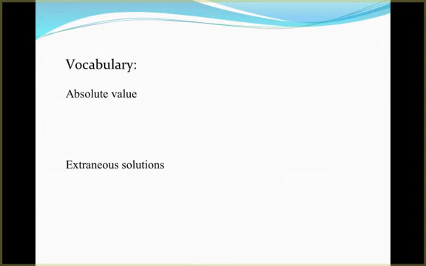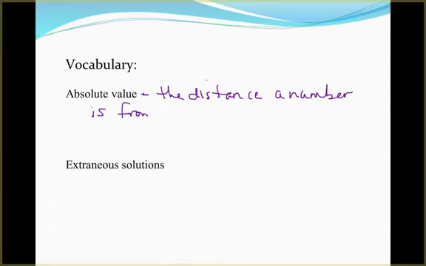Let's begin our discussion with some definitions. Let's first of all look at the definition of absolute value. We know that absolute value is the distance that a number is from zero. Now later we'll go into a more technical definition of that in terms of a function, but for now that's all we need to know.